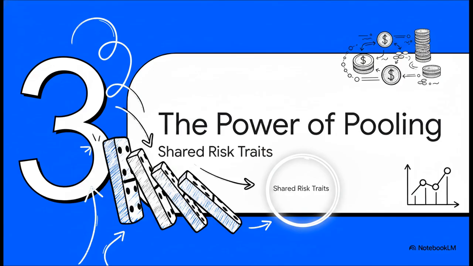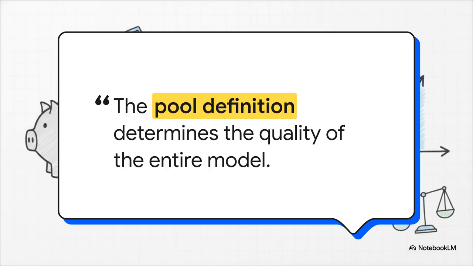Let's see how this builds as we move into part 3, the power of pooling and those shared credit risk characteristics. Now, you might be wondering, why on earth are we dedicating so much time to just one single step? Well, because pooling is the critical domino. Seriously, the pool definition determines the quality of the entire model. I want you to really internalize the stakes here. Pooling is, hands down, the most judgment-intensive step in the whole CECL framework.